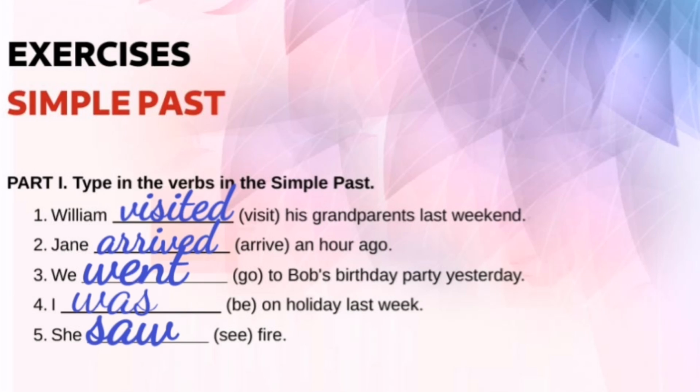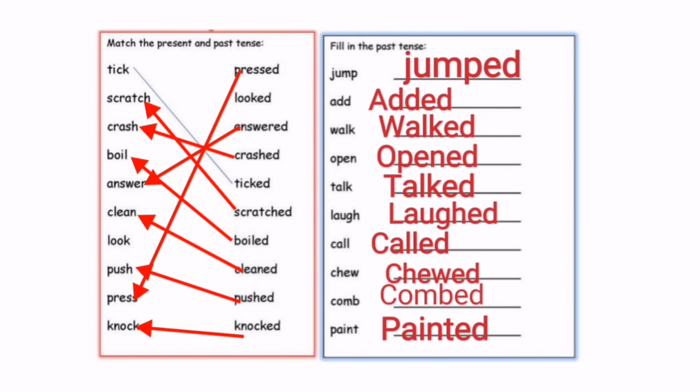So, have you done? These are the answers. Number 1, William visited his grandparents last weekend. 2, Jane arrived an hour ago. 3, we went to Bob's birthday party yesterday. Next, I was on holiday last week. And the last one, she saw fire.